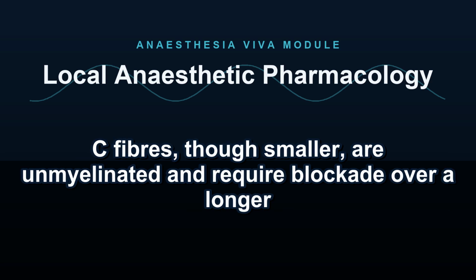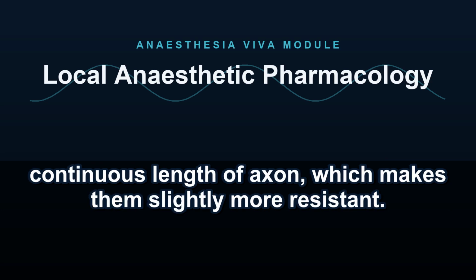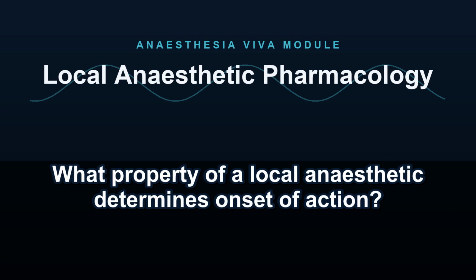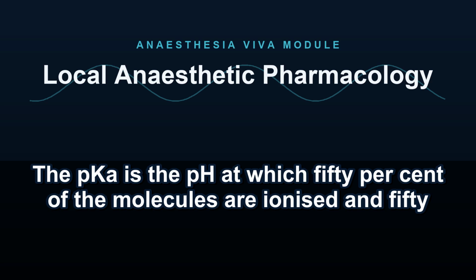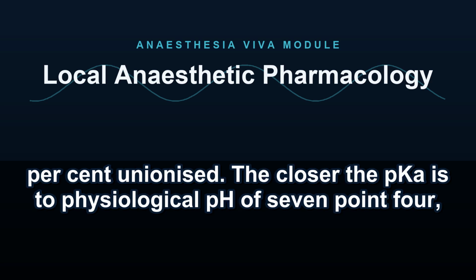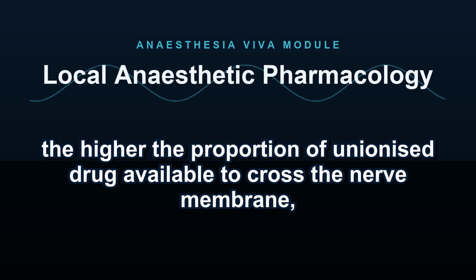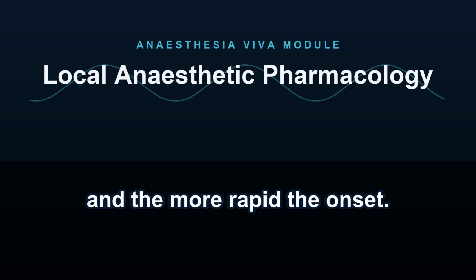C fibers, though smaller, are unmyelinated and require blockade over a longer continuous length of axon, which makes them slightly more resistant. What property of a local anesthetic determines onset of action? The pKa. The pKa is the pH at which 50% of the molecules are ionized and 50% unionized. The closer the pKa is to physiological pH of 7.4, the higher the proportion of unionized drug available to cross the nerve membrane, and the more rapid the onset.